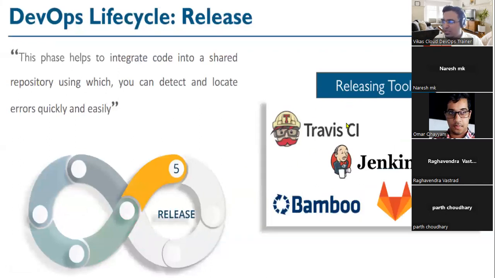In the release stage, there are multiple tools available in the market, like Travis, Jenkins, CodeShip, Bamboo, GitLab. Jenkins is the most popular. 80% or even 90% of companies are using it, and I'm going to teach you the in and out of Jenkins, because that is a very important part.